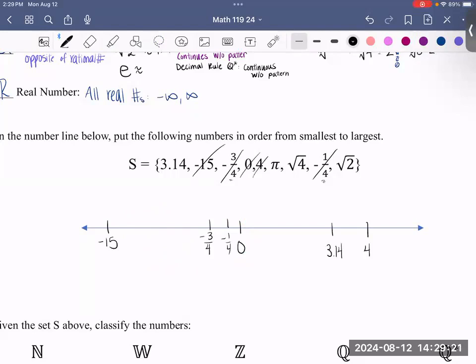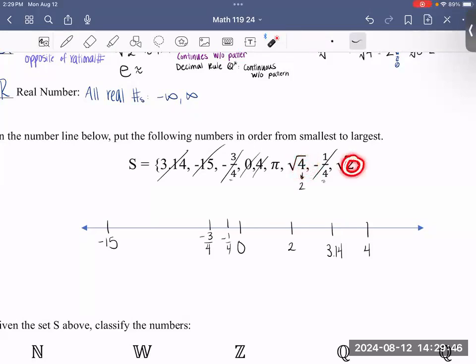So we can cross those off. Then we're looking at the square root of 4 and the square root of 2. Well, the square root of 4, we know to be 2, so we can put that somewhere on the number line here, perhaps. And the square root of 2, whether we recognize we just did one with the square root of 2.